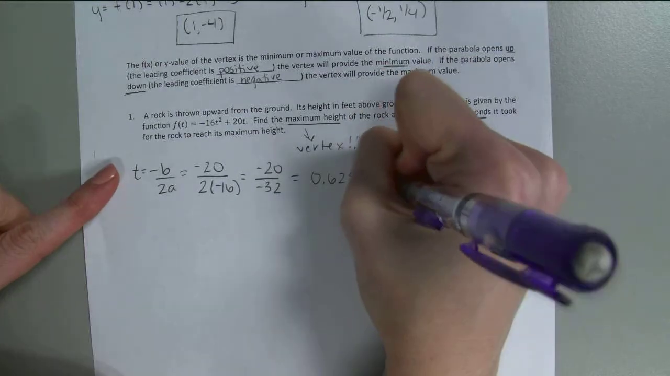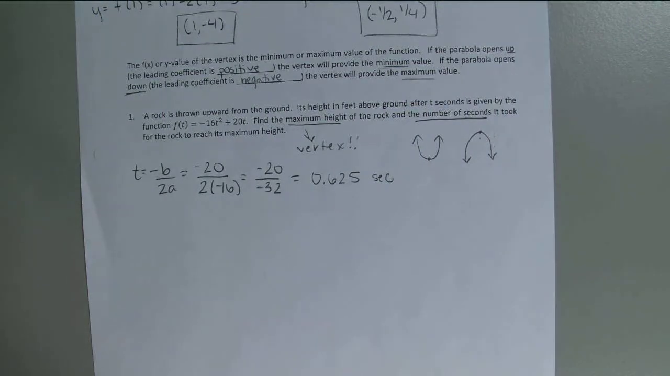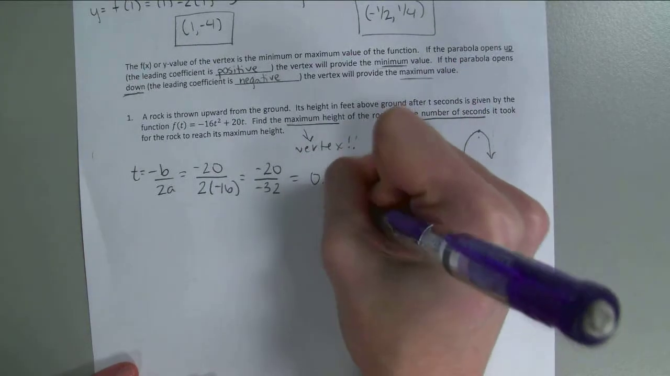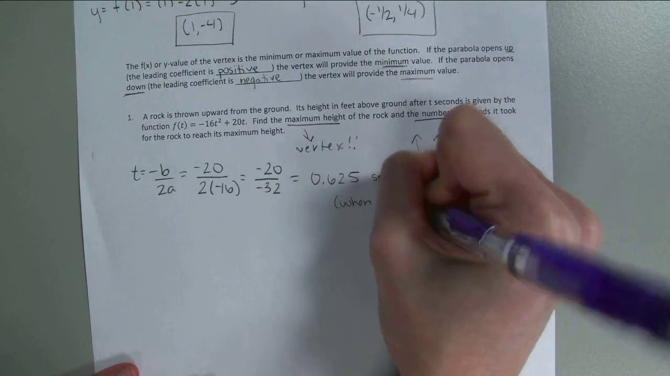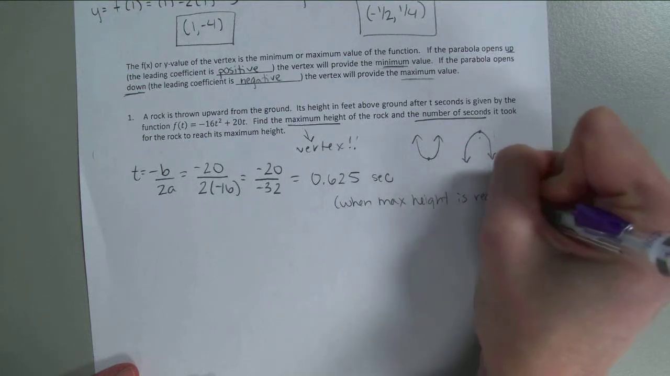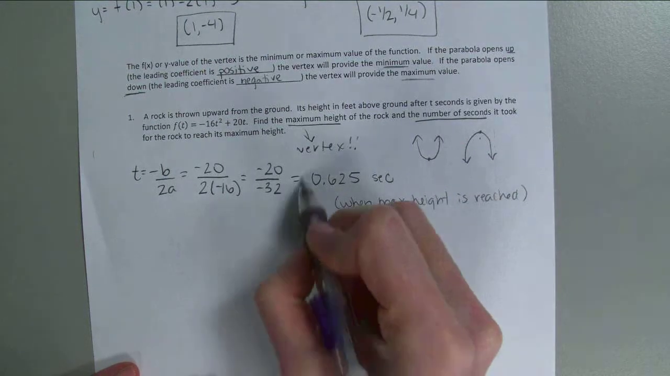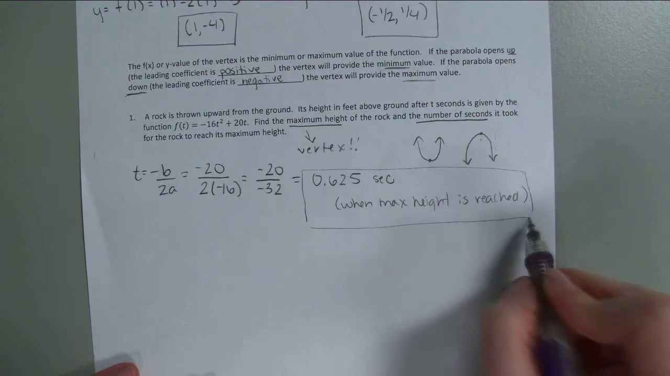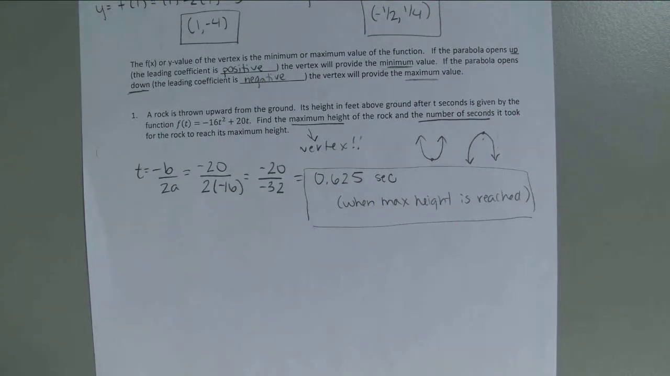So is 0.625 seconds our maximum height? No, that's when we reach our maximum height. So it's when max height is reached. Okay? So your x value that you find first is how you're going to get to your max or min. It isn't your actual max or min. Okay? So this is in the air for not even a full second before it hits its maximum height and starts going back down. Okay?